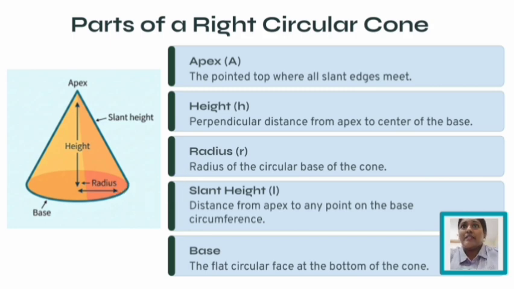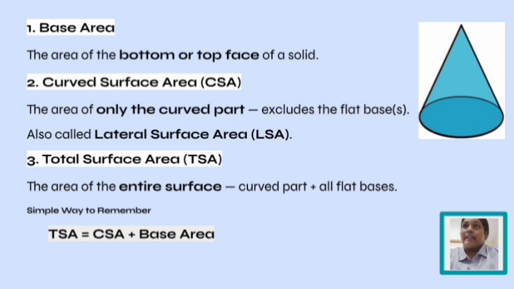So next one, number 4, slant height. Now this is very important. The slant height is the distance from the apex to any point on the edge of the base of the circle, but measured along the slanting side, not straight down. Next, number 5 is base. The flat circular face at the bottom of the cone, it's just a circle. So to summarize, the top point is apex, the straight height h, the base circle radius r, the slanting side we call slant height, and the bottom face is the base. Great. Let's move on to the next part.